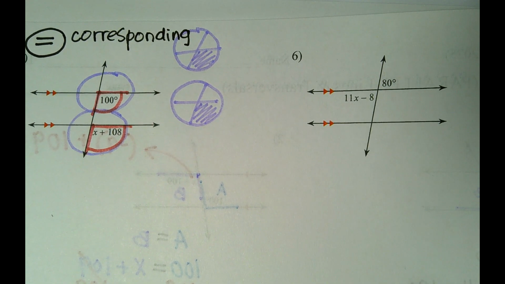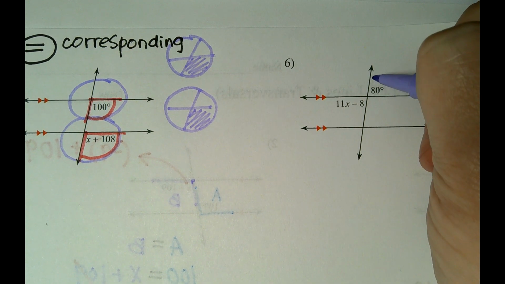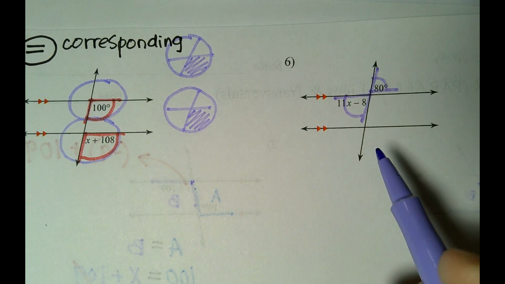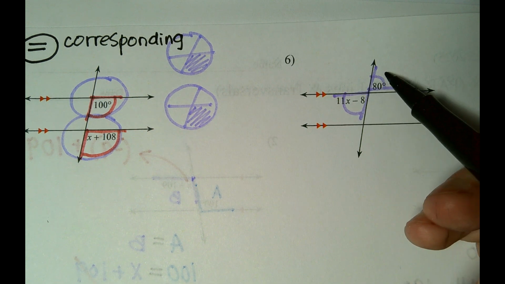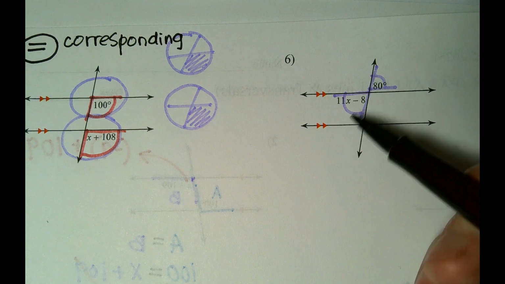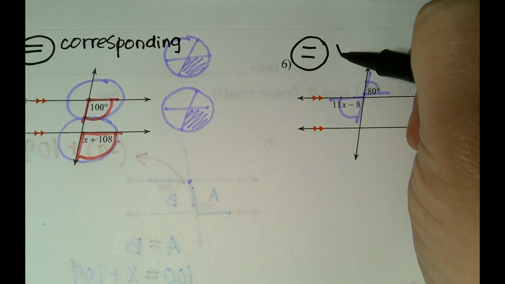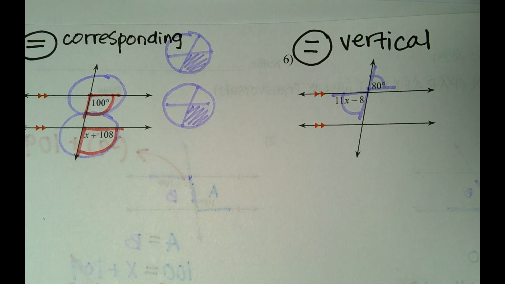What about number 6? Equal. Why are these equal? They're the same size. They're vertical angles. Anytime an angle is right across from another angle, they're the same. They're vertical. Number 6, we set them equal. We've got to note that down too.